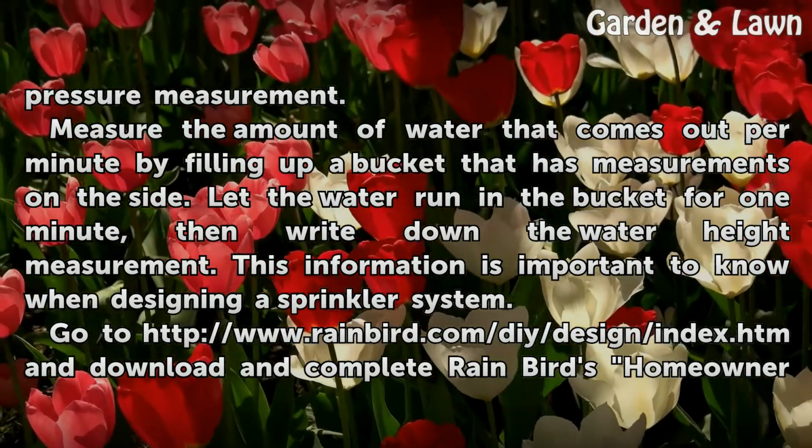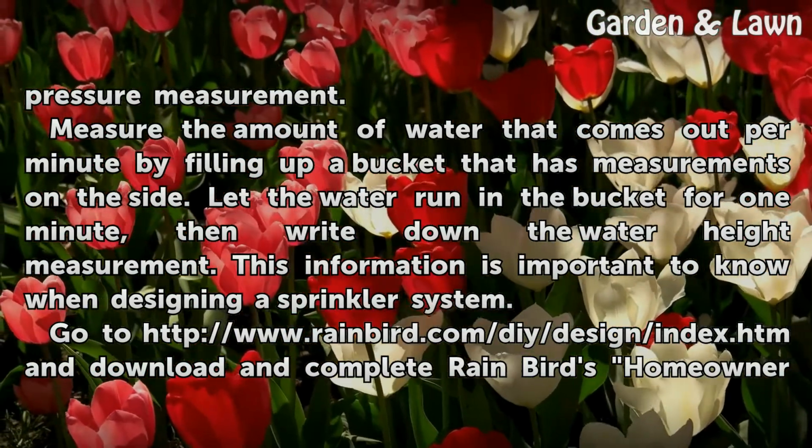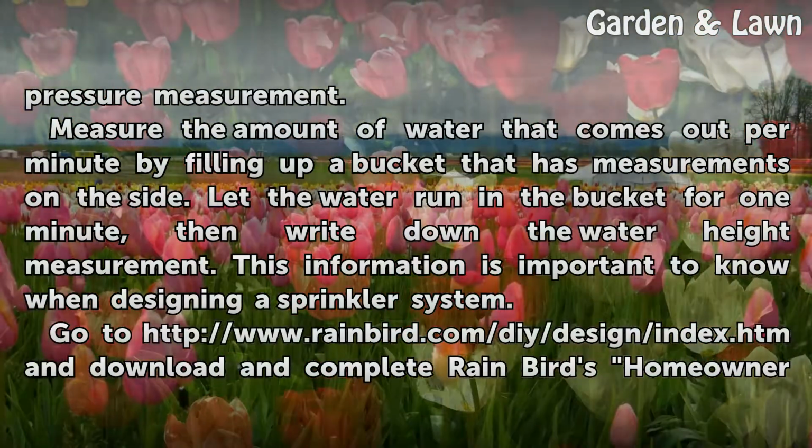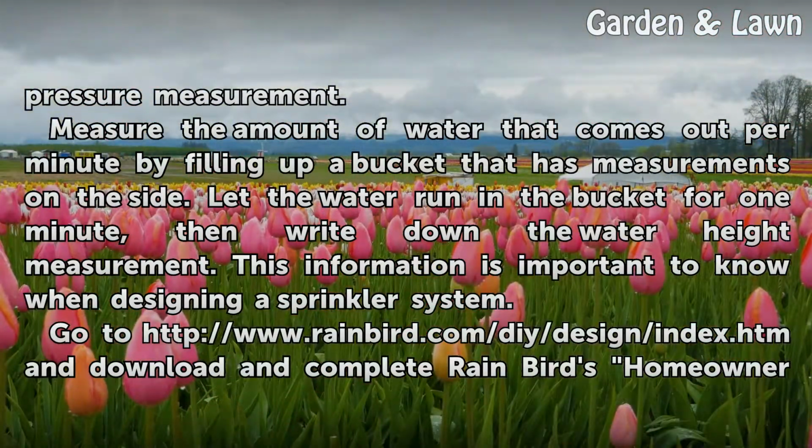Measure the amount of water that comes out per minute by filling up a bucket that has measurements on the side. Let the water run in the bucket for 1 minute, then write down the water height measurement. This information is important to know when designing a sprinkler system.